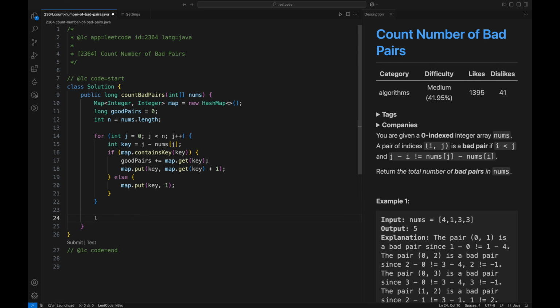And once we are done with all the indices, we will calculate total pairs as n into n minus 1 by 2. And again we are using long to avoid the integer overflow. And because of this, we have to cast this integer n into n minus 1 by 2 to long. And in the end, the difference between the total pairs and good pairs will be the bad pairs, and that will be our answer. Now let's submit this code.